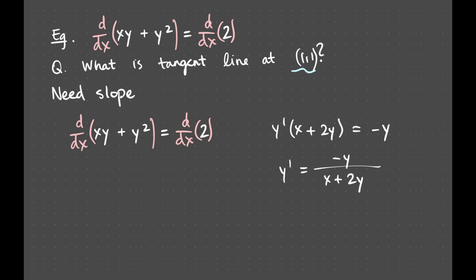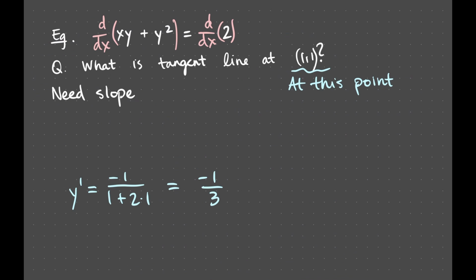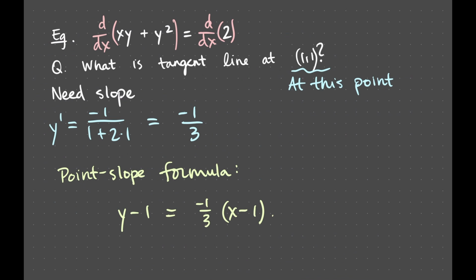The slope we're interested in is the one where x and y are both 1, so we make these substitutions to find a slope of minus 1 over 1 plus 2, which is minus 1/3. Once we have this slope, then we can find an equation of the tangent line using the point-slope formula. An equation is given by y minus 1 equals minus 1/3 times the quantity x minus 1.